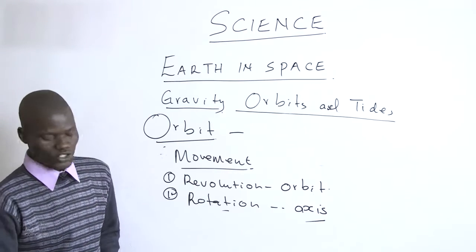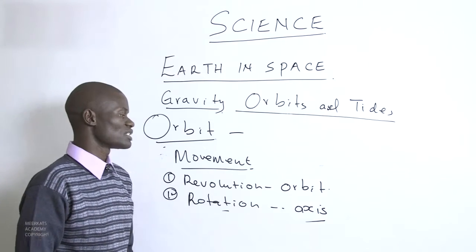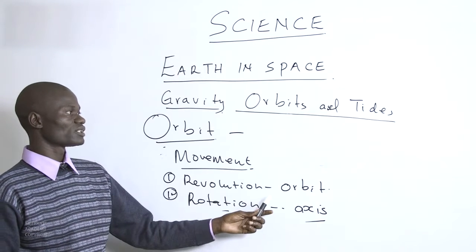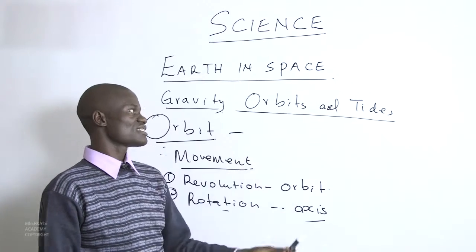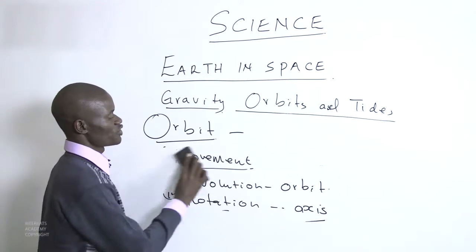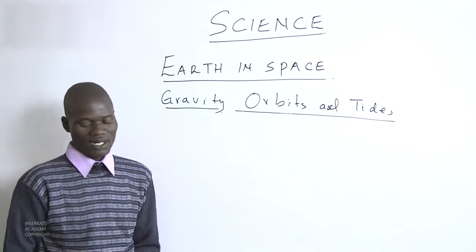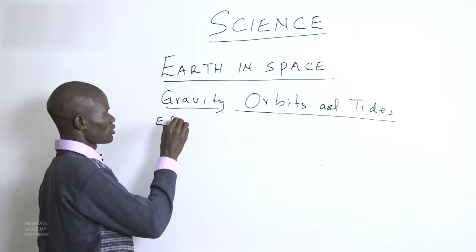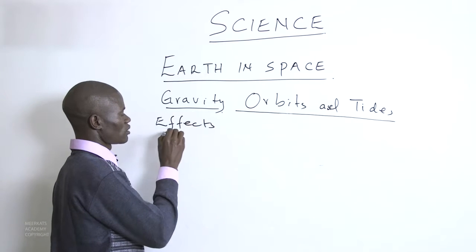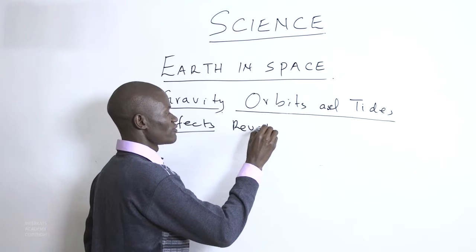Therefore, we are able to look at these movements. We'll look into the details and how they affect things, because some of these movements are the ones affecting the tides and also the orbit. First of all, let us look at the effect of one of the movements, known as revolution.